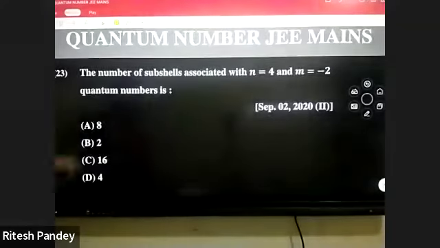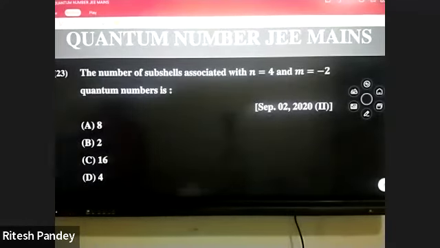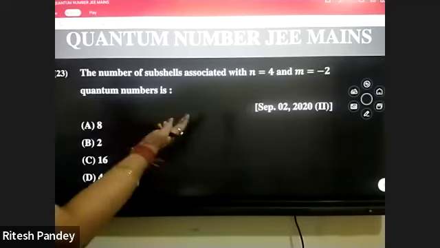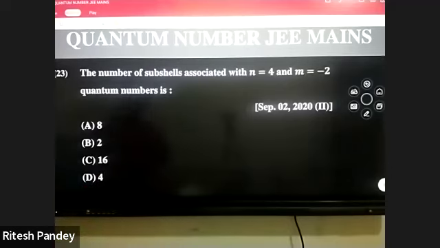Moving on, 23. Yes, please, 23. Option B. Option B, 2. Yes, please. Number of subshells with n equal to 4 and m equal to -2. Yes, please. I want to hear some more of you. What are the possible subshells? Please name the subshells.